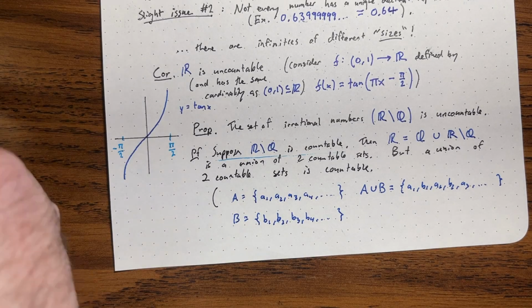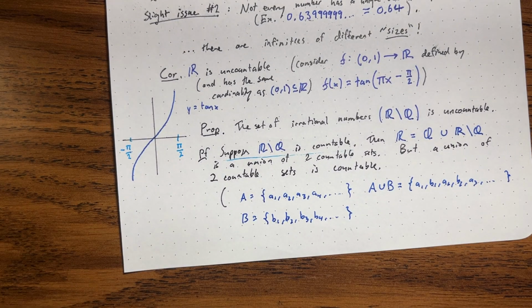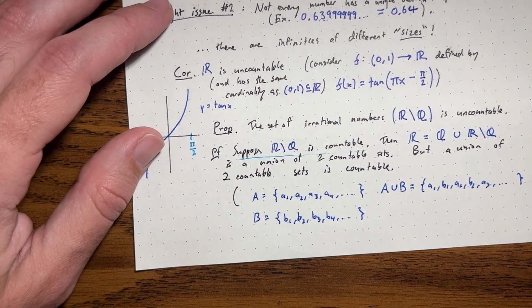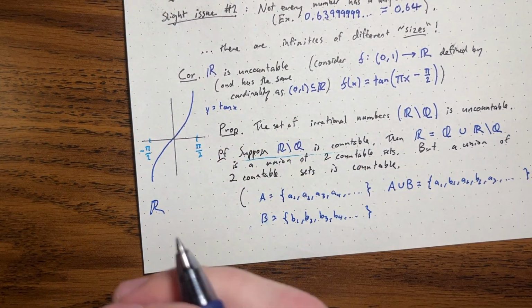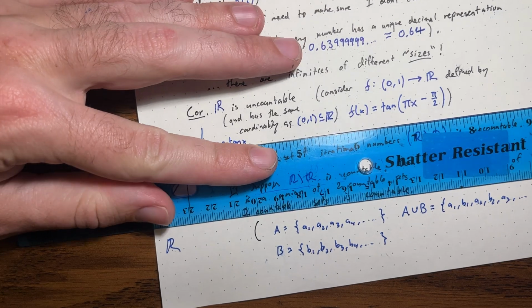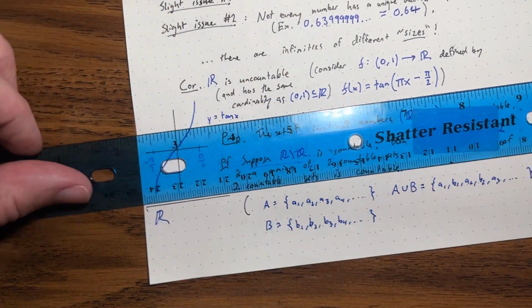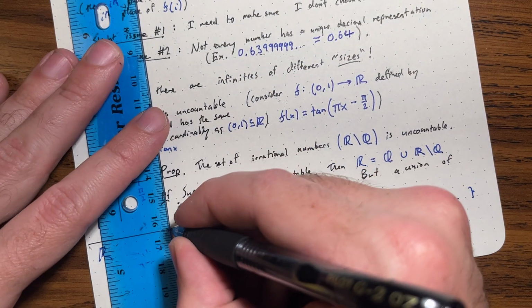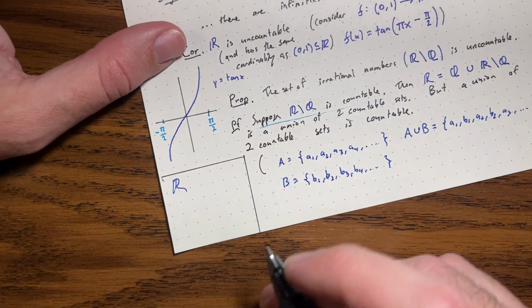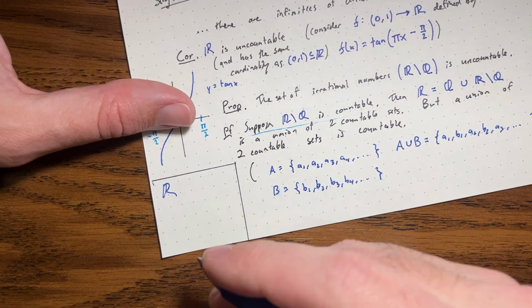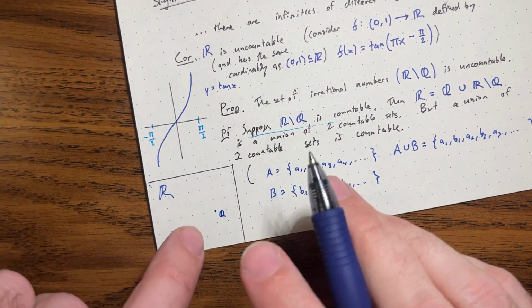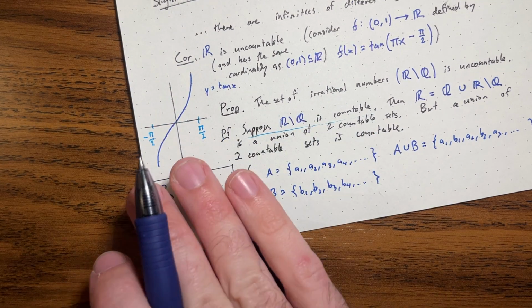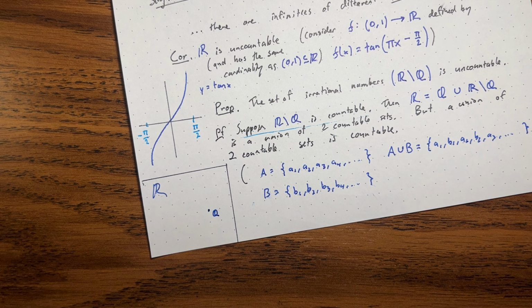So irrational numbers make up most of the real numbers in some sense. Like the real numbers, you can just imagine as a Venn diagram, it's all this space here, and then the rational numbers are just a tiny speck in there, and the irrational numbers are far more numerous than the rational numbers. So that's sort of the picture to have of the real numbers.